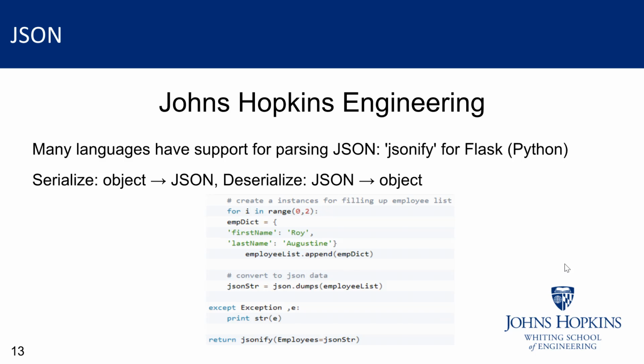You can see here below, we have a dictionary, and the first name is Roy, the last name is Augustine, and we are adding entries to this dictionary twice. And you can see in the convert to JSON line, it says json string is equal to json.dumps of employee list. Employee list just contains two sets of two key value pairs. Each one of those sets contains a first name and a last name. And you can see how easy it is to convert it to a JSON string, and return jsonify just returns the JSON encoded version of your object.